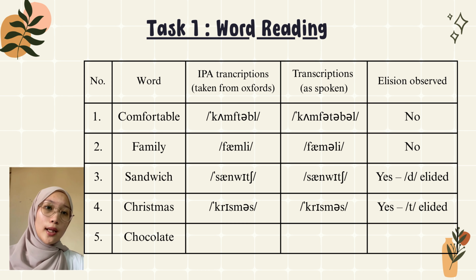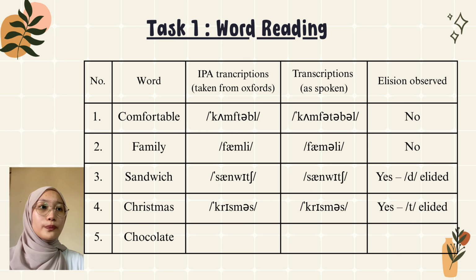The fourth word we analyze is Christmas. Now let's hear the recording. Christmas. According to Oxford Dictionary, the official IPA transcription is Christmas. Interestingly, although the spelling of the word contains the alphabet T, the official IPA transcription does not include a T sound. This reflects the standard pronunciation used in British English where the T is typically elided or left out in normal speech.